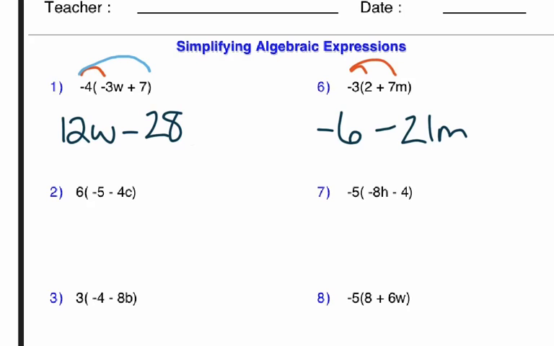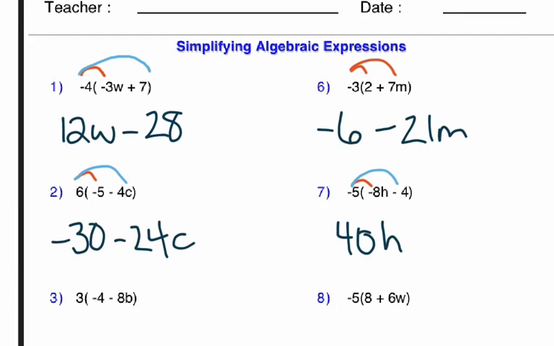The next one, I'm going to be taking 6 times negative 5, and then 6 times negative 4c. So 6 times negative 5 is negative 30, and 6 times negative 4c is negative 24c. Okay, the next one, we got negative 5 times negative 8h, and we got negative 5 times negative 4. So negative 5 times negative 8 is a positive 40, so it would be 40h. And then negative 5 times negative 4 is positive 20, so plus 20.